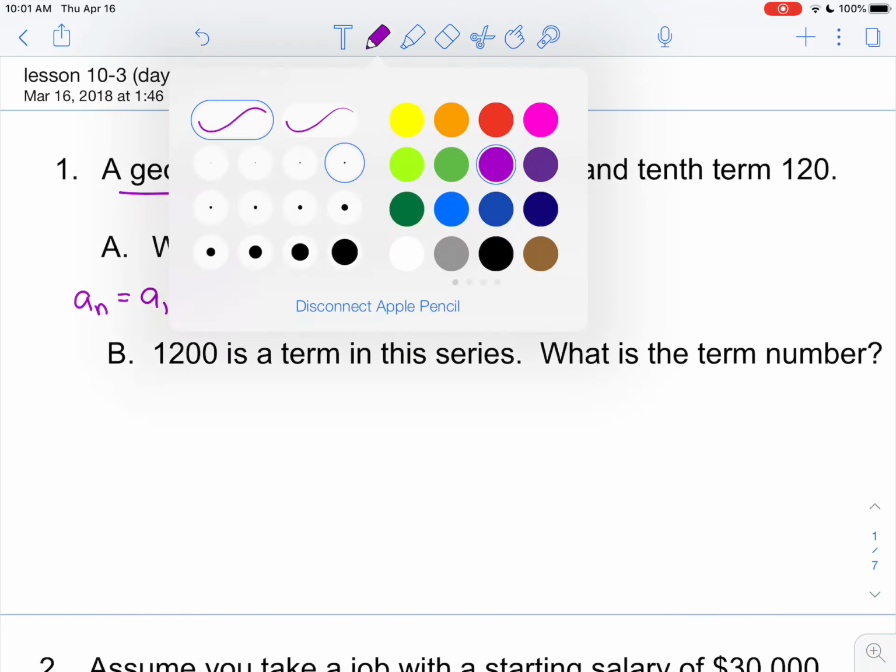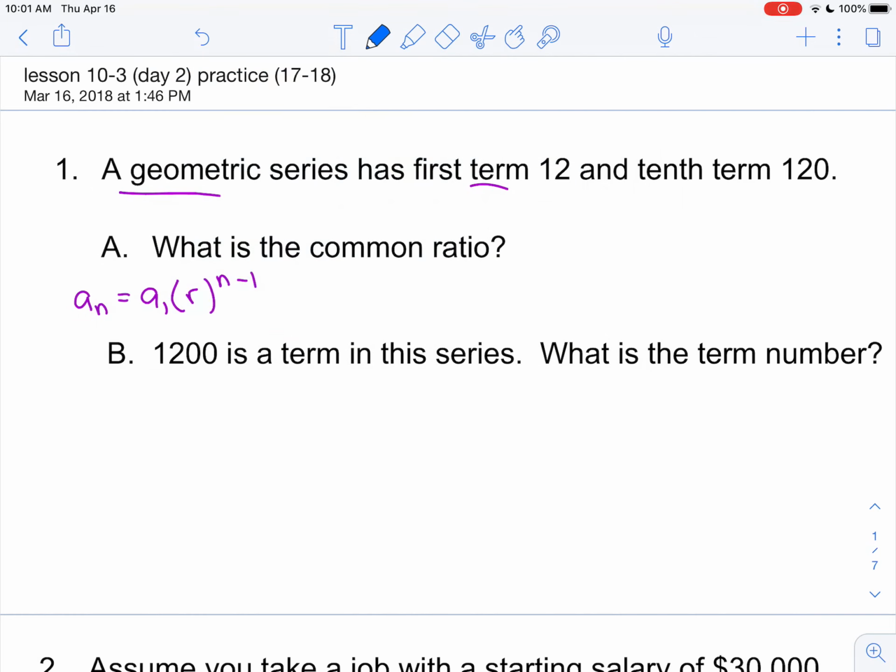minus 1 power. So now if I take this info here, one of my terms is 120, and that comes from the first term, which they told us. I don't know the ratio. And then n, it says that the 120 was the 10th term, so 10 minus 1 is 9. So I'm trying to solve that equation, so it won't take too long. We could divide both sides by 12, so 10 equals r to the 9th power, and so r equals, now you could write the 9th root of 10.